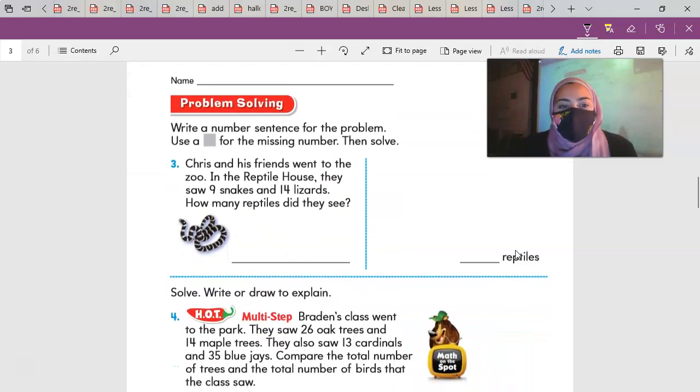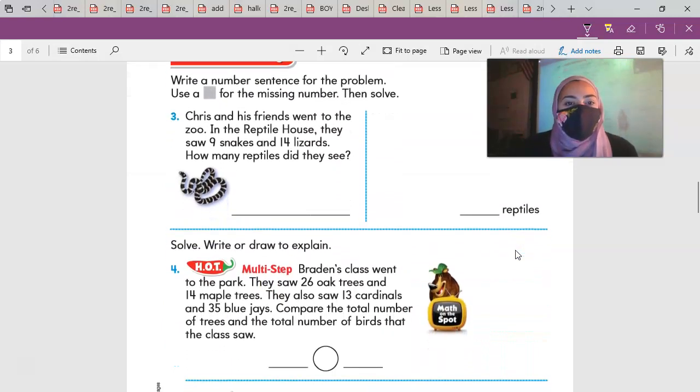Okay, let's keep going. Number 3, write a number sentence for the problem. The number sentence is going to go on this line, and then here is going to go the answer, and then in this blank space, they gave you space to solve it.